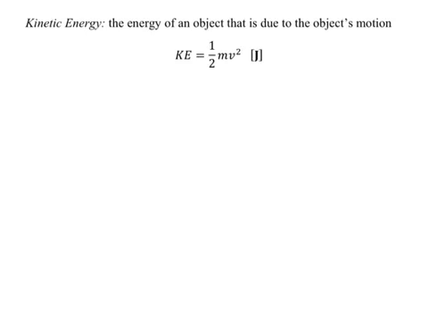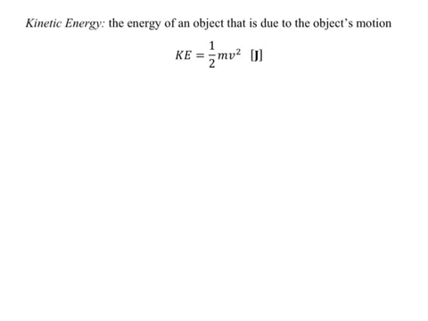Kinetic energy is the energy of an object that is due to the object's motion. So this is an object that is moving, just like the kinetic coefficient of friction had to do with objects that were moving past one another, or surfaces that were sliding past one another. We can see here that the kinetic energy is a function of the object's mass and the object's velocity, and the units here are going to be joules.